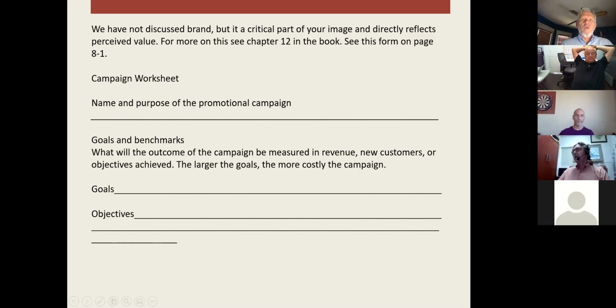There are times when larger companies will run multiple campaigns at the same time and overlap, so you've really got to coordinate this stuff very carefully. So you put in the name and the purpose of the promotional campaign, put in your goals. What do you hope the outcome is going to be, so you can come back, and what are your objectives? Very, very simple. It's a good thing just to write it down, though.